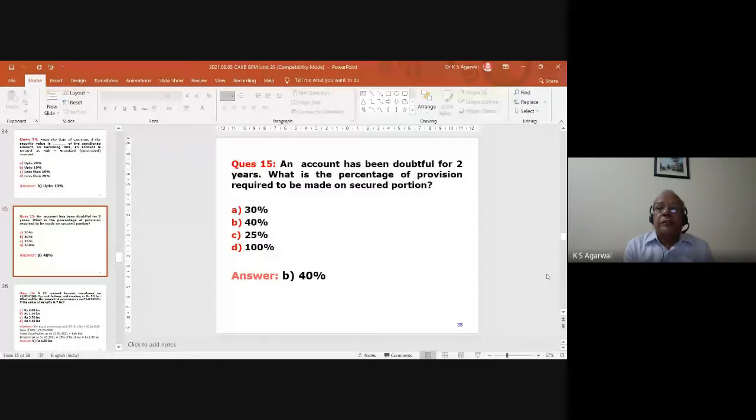An account has been doubtful for 2 years. What is the percentage of provision required to be made on secured portion? So it has been doubtful for 2 years. For the first year, it was in DB1 category. For the next 2 years, it is in DB2 category. So this period will fall in DB2 category. So for the secured portion, I have to make 40% provision. My answer will be B.